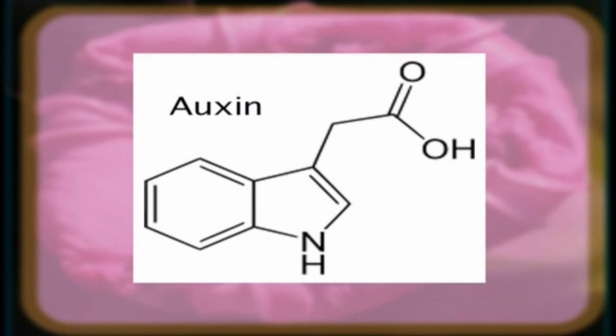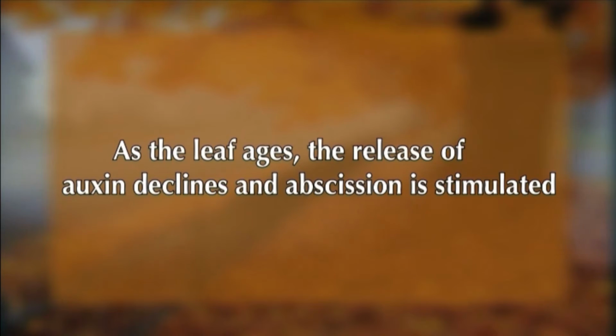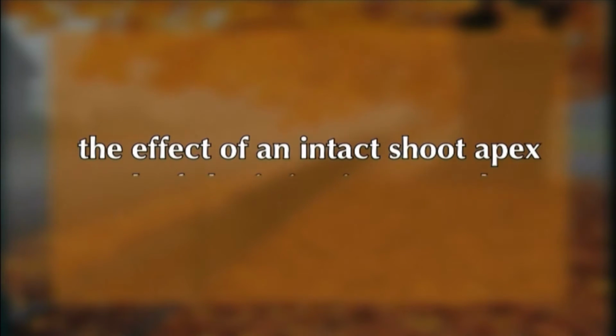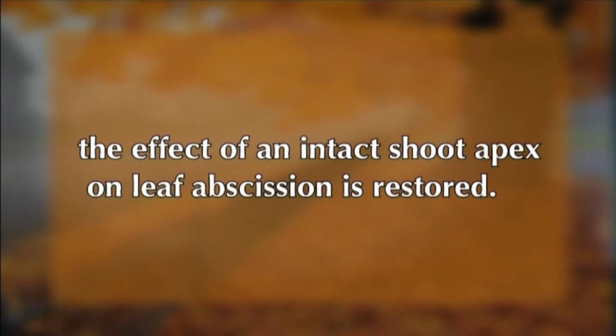Abscission is prevented as long as the leaf continues to release auxin. As the leaf ages, the release of auxin declines and abscission is stimulated. If the leaf is removed, abscission of the petiole is also accelerated. Similarly, removal of the shoot apex delays abscission of the petiole, but if auxin is applied to the cut stump, the effect of an intact shoot apex on leaf abscission is restored.